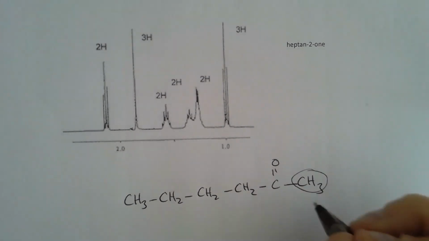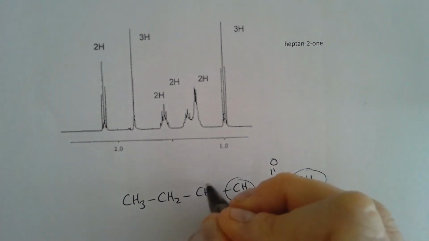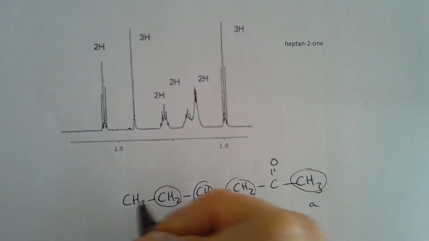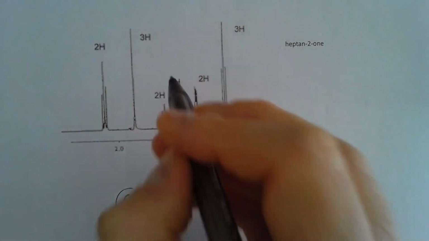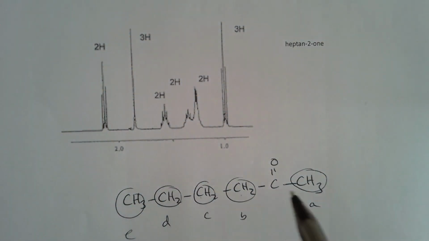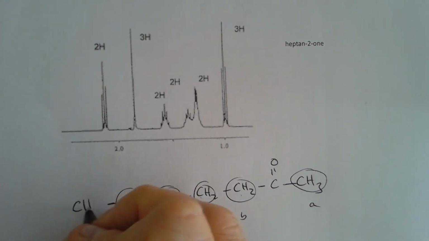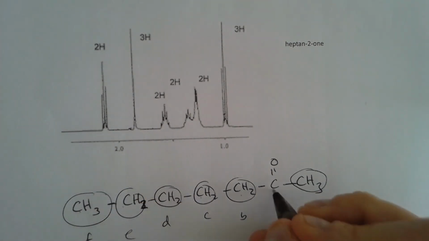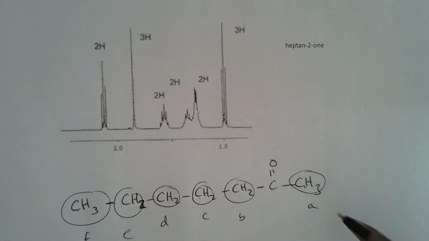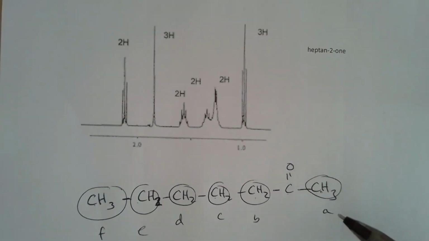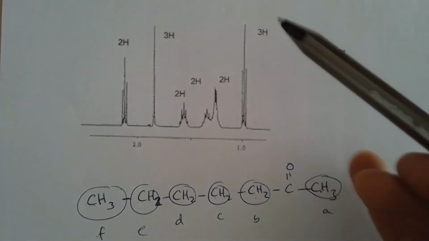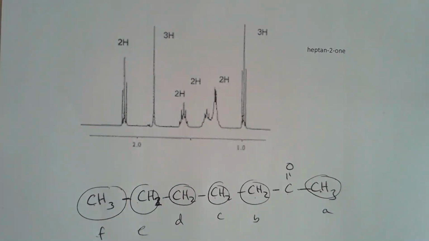So let's label our environments first of all. A, B, C, D, E. I do realise I've just left a carbon off of here, so I've changed that to CH2. 1, 2, 3, 4, 5, 6, 7. Right, that's right. And does that tally with the number of environments first of all? 1, 2, 3, 4, 5, 6. That's correct. Let's have a look at the integrated traces.